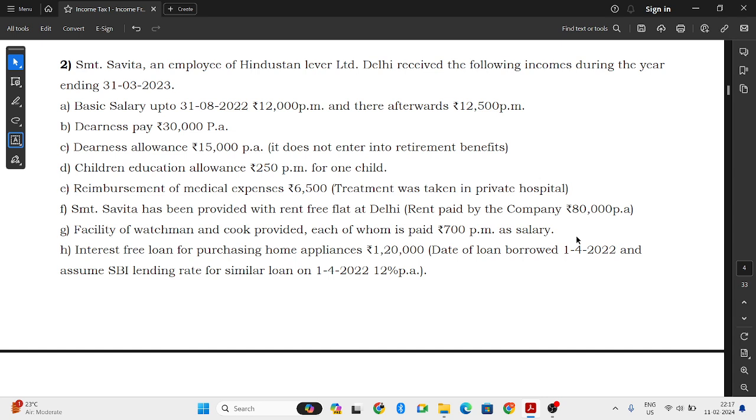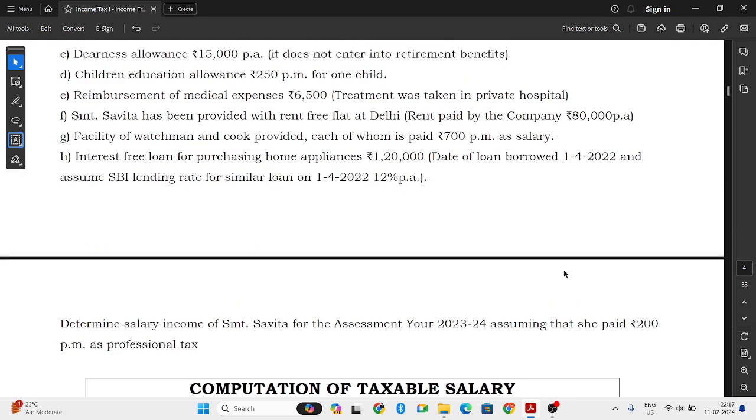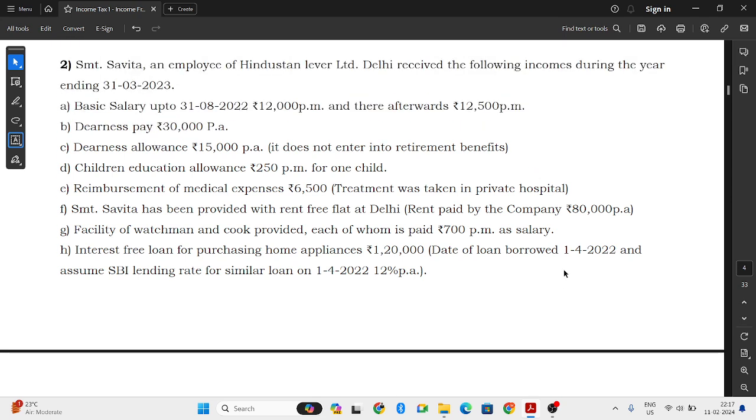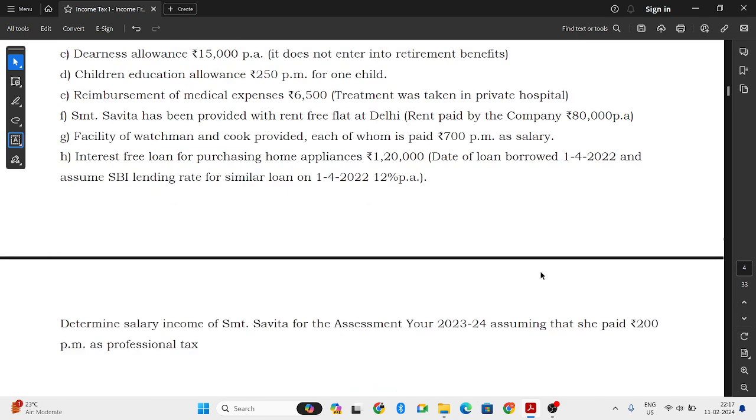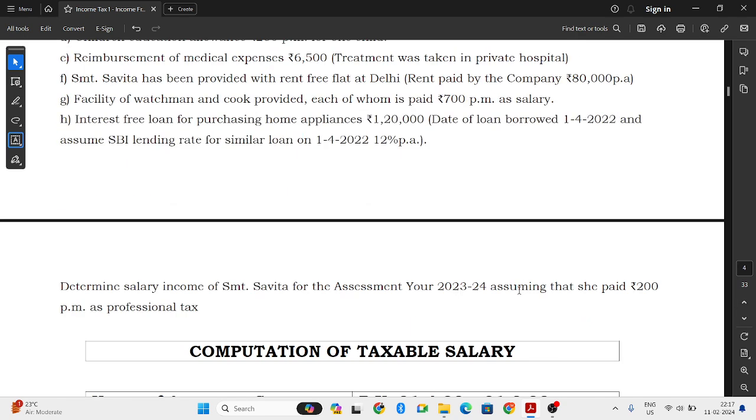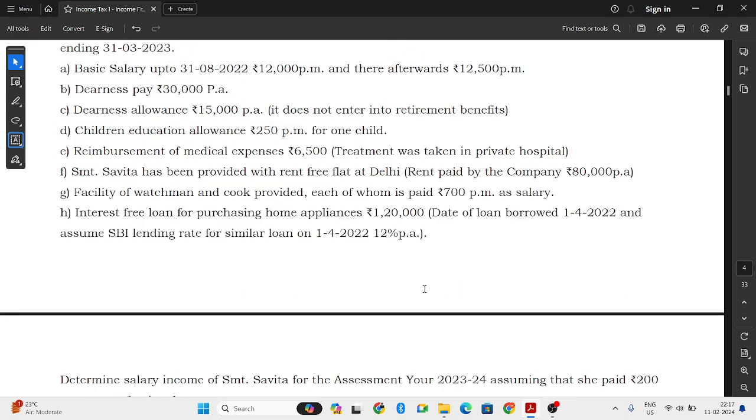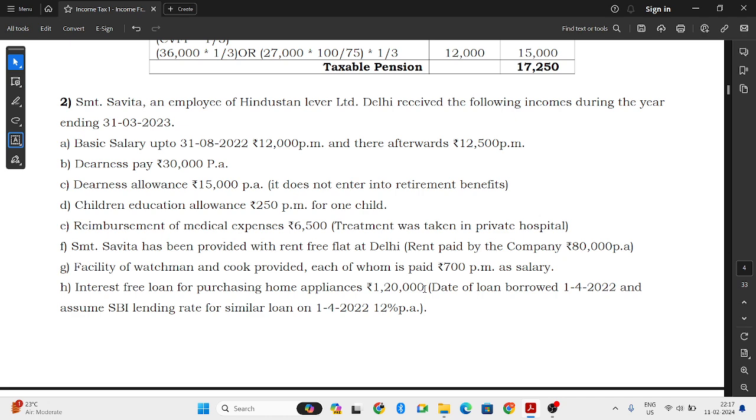Interest-free loan for purchasing home appliances is 1,20,000. The date of loan borrowed is 1/4/2022, and assume the SBI lending rate for a similar loan on 1/4/2022 is 12% per annum. Always when you have taken a certain loan, you compare that with the SBI loan rate. Determine the salary income of Srimati Savita for the assessment year 2023-24, assuming that she has paid 200 per month as professional tax. Now let us see how to solve the problem.